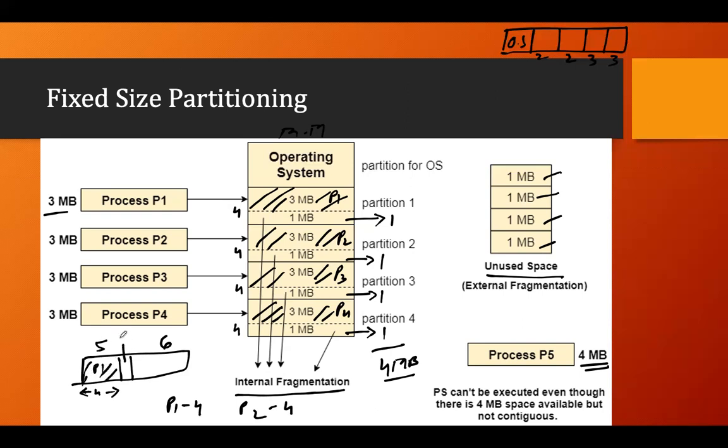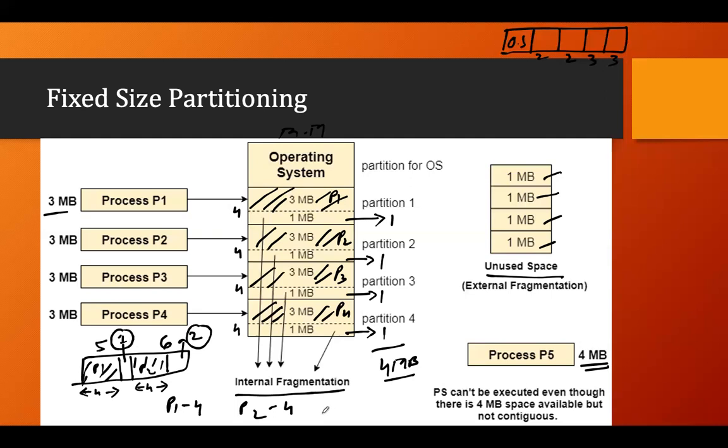And this leftover, which is 1 MB, is called internal fragmentation. In the same way, when we want to accommodate P2, I have to accommodate it like this. Here, we have 2 MB left. I can accommodate P2 here up to 4 MB. But that 2 MB is the internal fragmentation, and this 1 MB is the internal fragmentation.